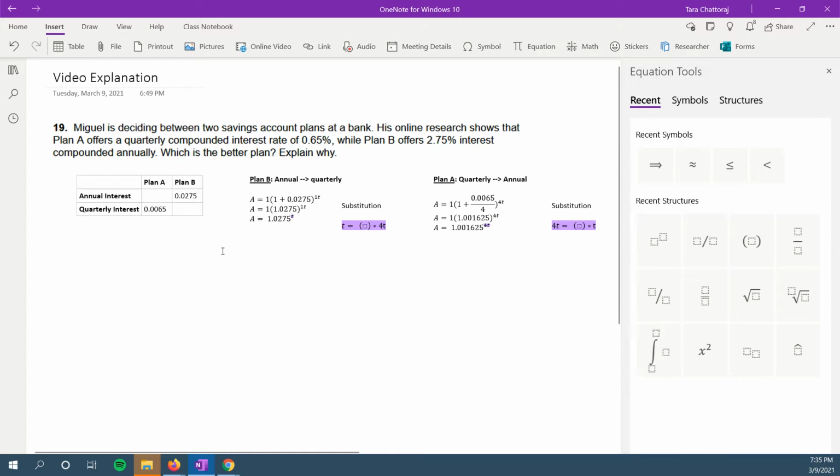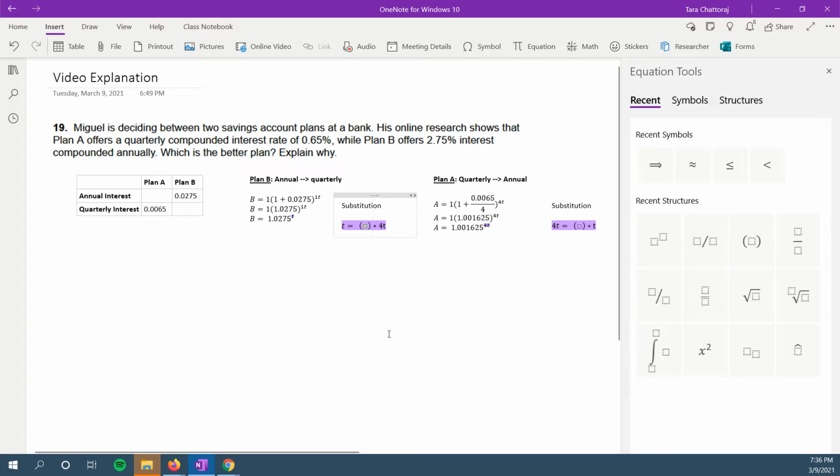So to do that, the first thing we're going to do, and perhaps I should have written this as B, is write an equation for it. And this equation should be pretty familiar. It's basic compound and simple interest. But we need to put it in the form of quarterly. And we know quarterly, just like this equation over here for Plan A, has an exponent of 4t. So we need to substitute something so that we get that exponent of 4t.